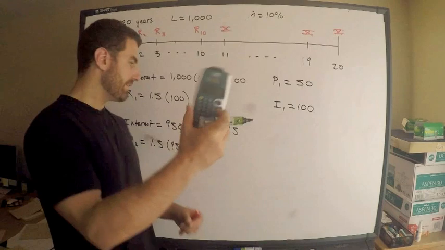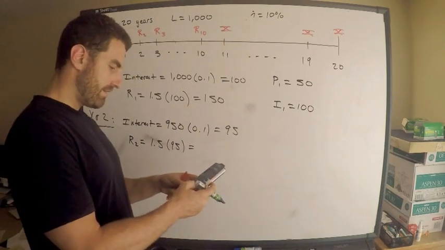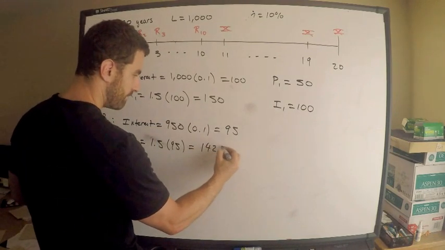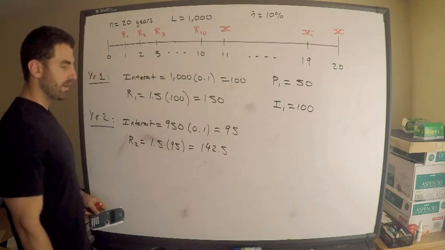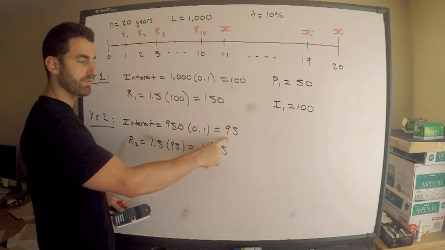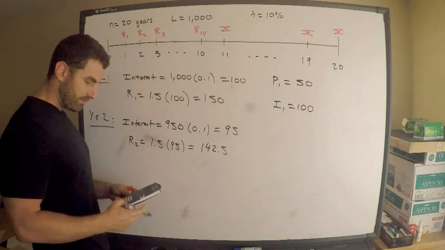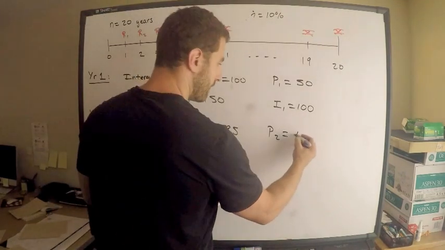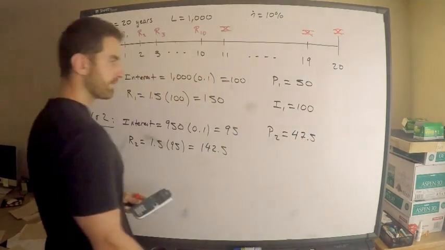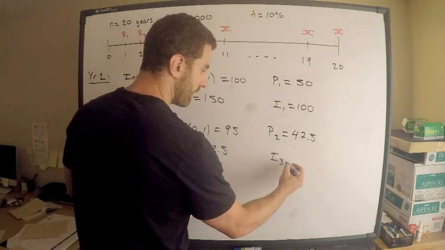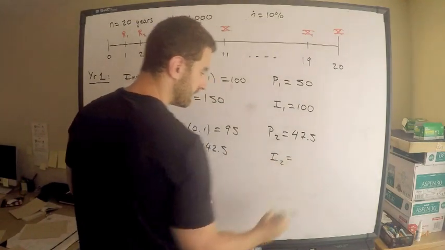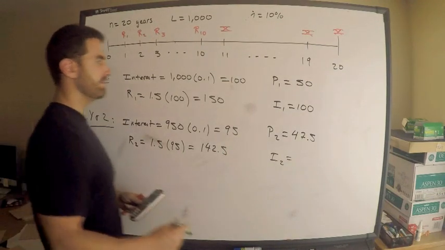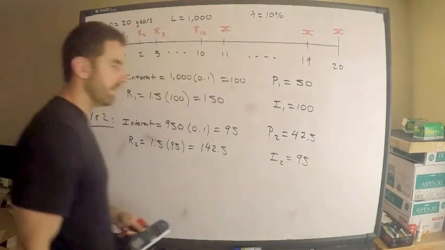Let's just do it on the calculator. I have the calculator right here. 1.5 times 95 is 142.5. Now, this is our payment, and 95 of it was interest. So minus 95, this will give me the principal portion of the second payment, which is equal to 47.5. And the interest portion of that payment in year two is 95, obviously. All right, let's do one more.